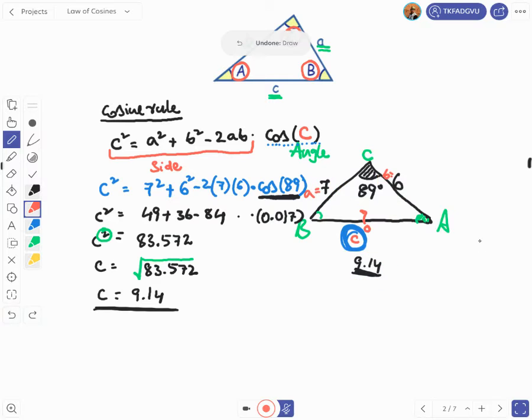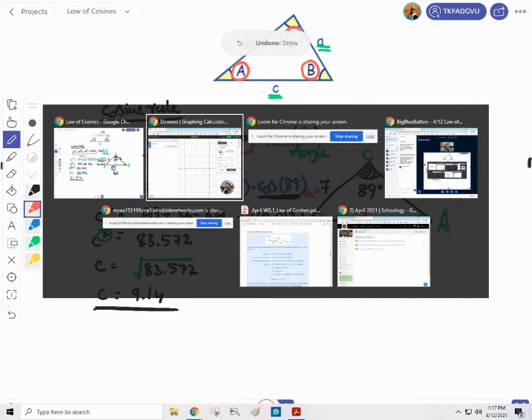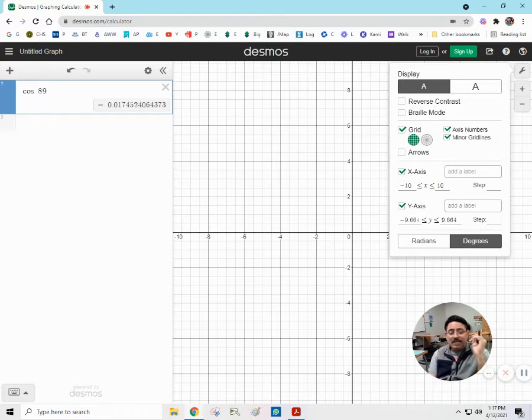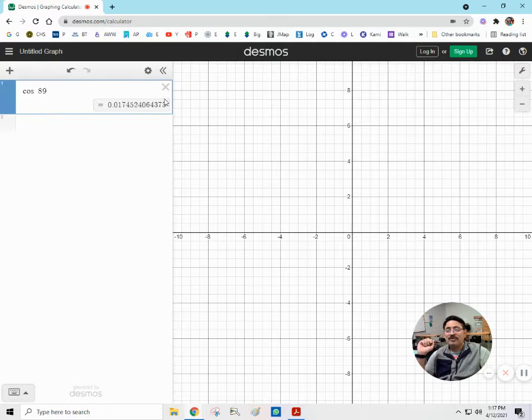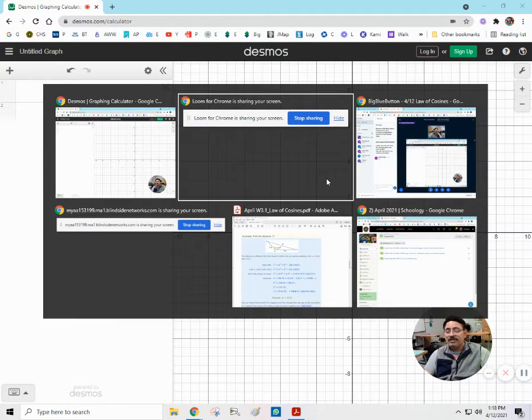Always check whatever you computed. Is it making sense or not? Because if one side is 7, the other side is 6, and the third side is say 45 units or 50 units, that is not possible, right? So these kinds of things you have to check. Right, so that's it.